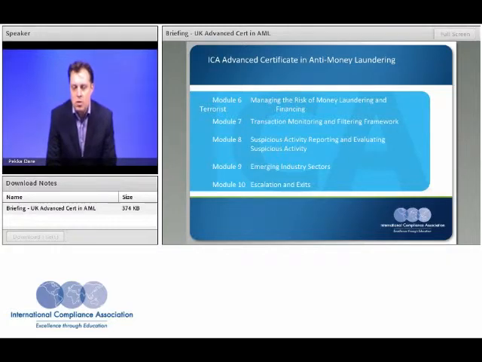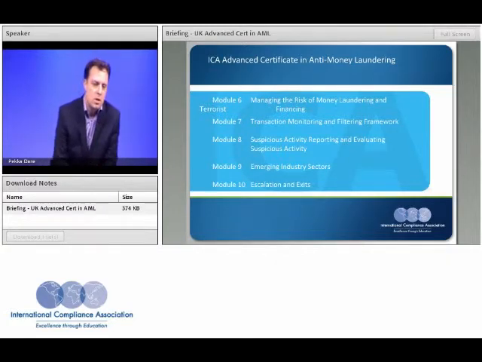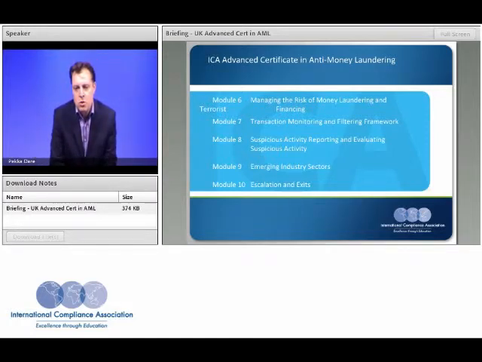There are a range of issues. What do we tell the customer? Do we continue to do business with the customer? And how do we deal with law enforcement in general? Module 9 explores emerging industry sectors such as new payment methods, electronic wallets, new payment systems, mobile money, all of these new technologies and their application and the risks involved. And finally, Module 10 explores the concept of internal escalation of high-risk issues and exiting relationships which are deemed to be unacceptably high risk.